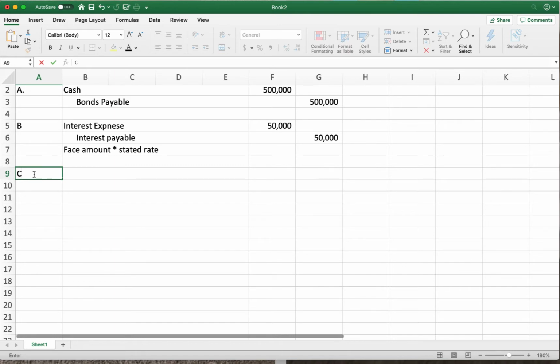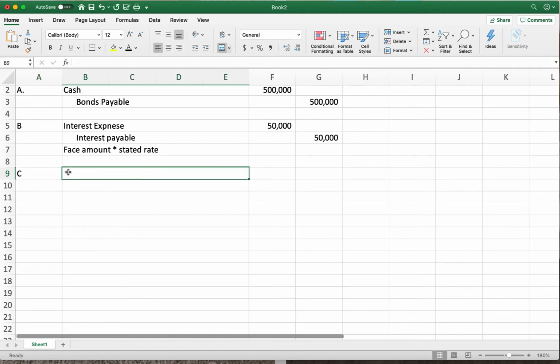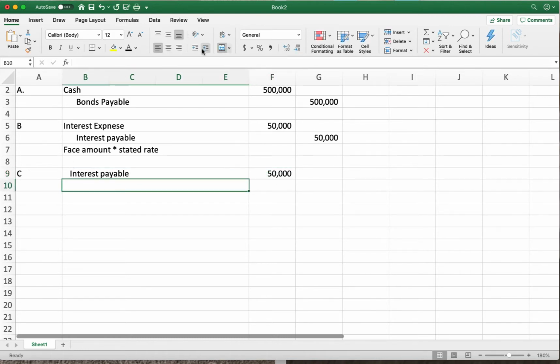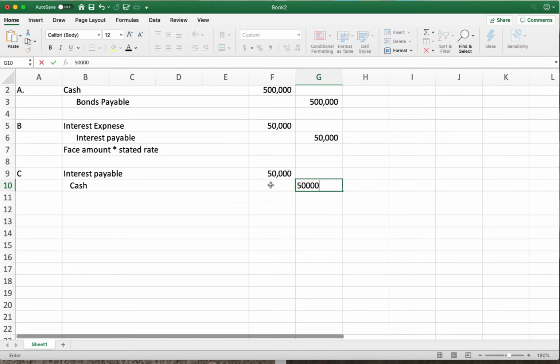Part C says, now we got to pay the interest, right? On December 31st, we recognize the fact that we accrued interest. January 1 of the following year, we have to pay it. Super easy for us to do, right? I'm going to debit interest payable for the $50,000. And I'm going to credit, obviously, cash for the same amount. Okay.